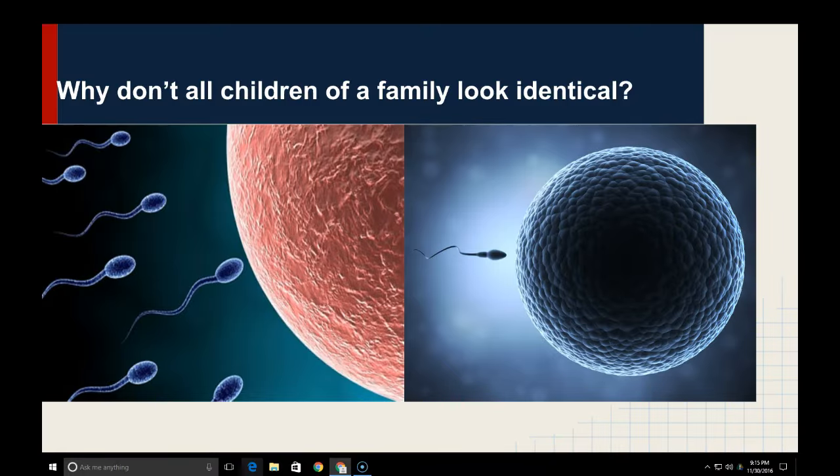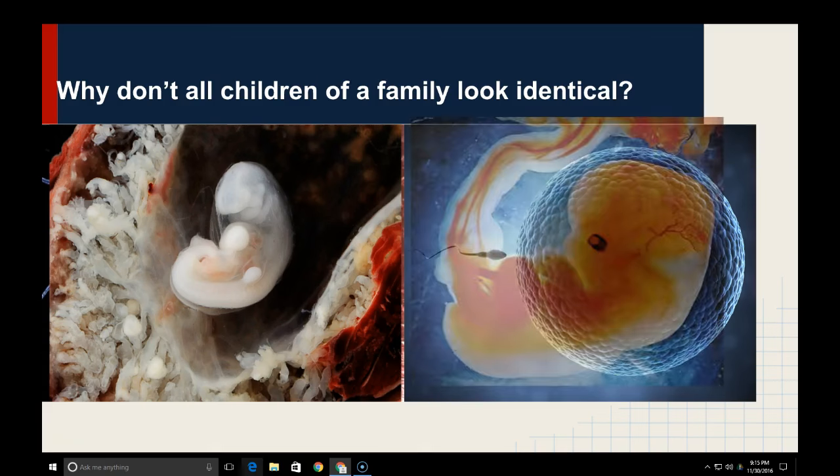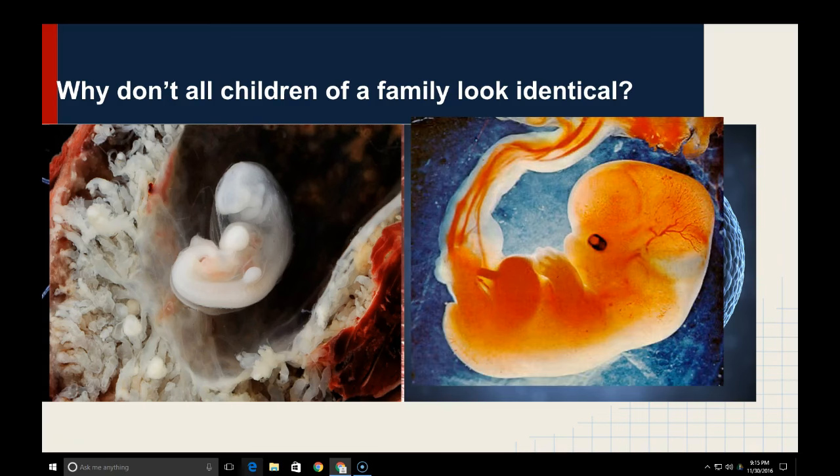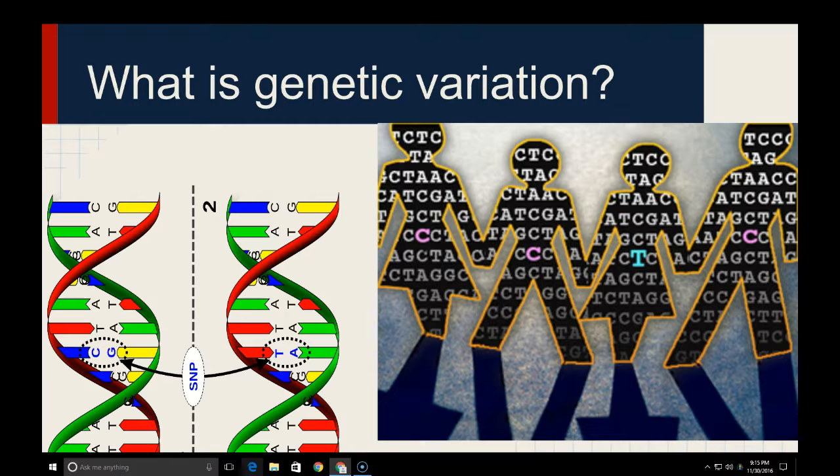Kind of a guiding question is why don't all children of a family look identical? It's the same parents, the same genes that the parents have, so why don't siblings look the same? Now, early in the development, all people look the same, but at some point, there's differentiation there. Certain things happen, and so that's what all these processes are going to go through, is how that genetic variation is created. First of all, what is genetic variation?